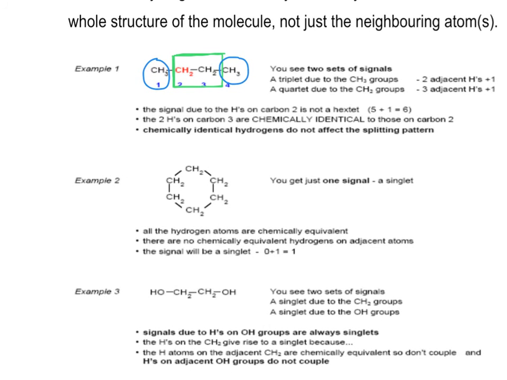Now if we were to look then at cyclohexane. For cyclohexane we would get one signal, and that would be a singlet caused by these 12 hydrogens, but there are no chemically inequivalent hydrogens, so there are no hydrogens there to split this singlet. So all the hydrogens, like I've said, are chemically equivalent. There are no chemically inequivalent hydrogens on adjacent atoms. The signal will be a singlet because of this 0 plus 1 rule, making it a singlet. And that's 0 plus 1. The 0 just means that there are no chemically equivalent hydrogens on adjacent atoms.